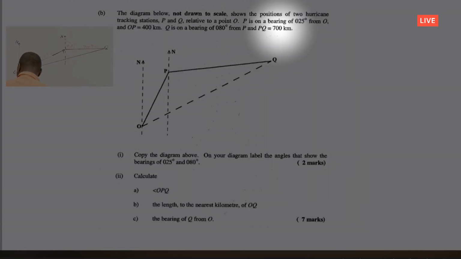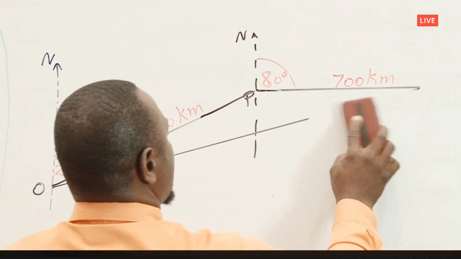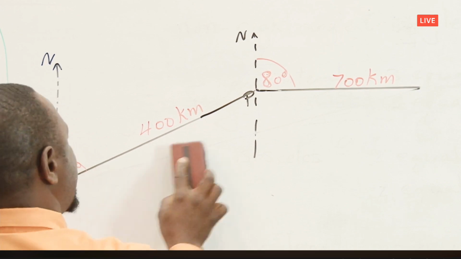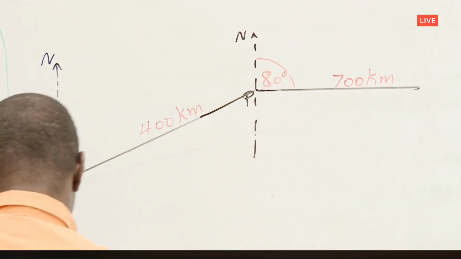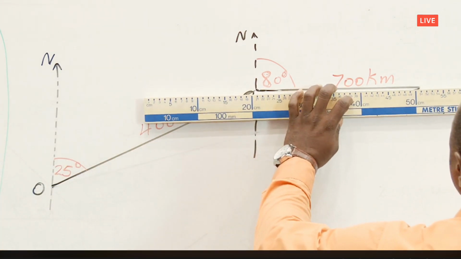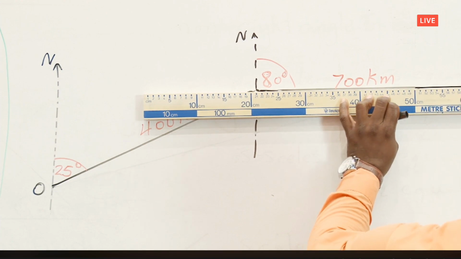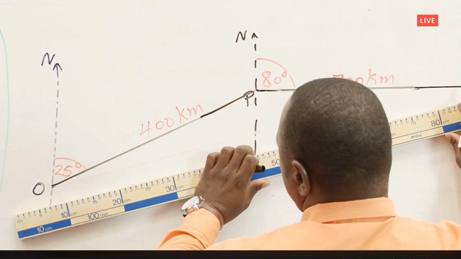And I think I need to adjust my diagram a bit because we want to be realistic. Because the distance from P to Q is 700 and from O to P is 400. So this one should be a bit longer, which is okay still. So it should look something like that.